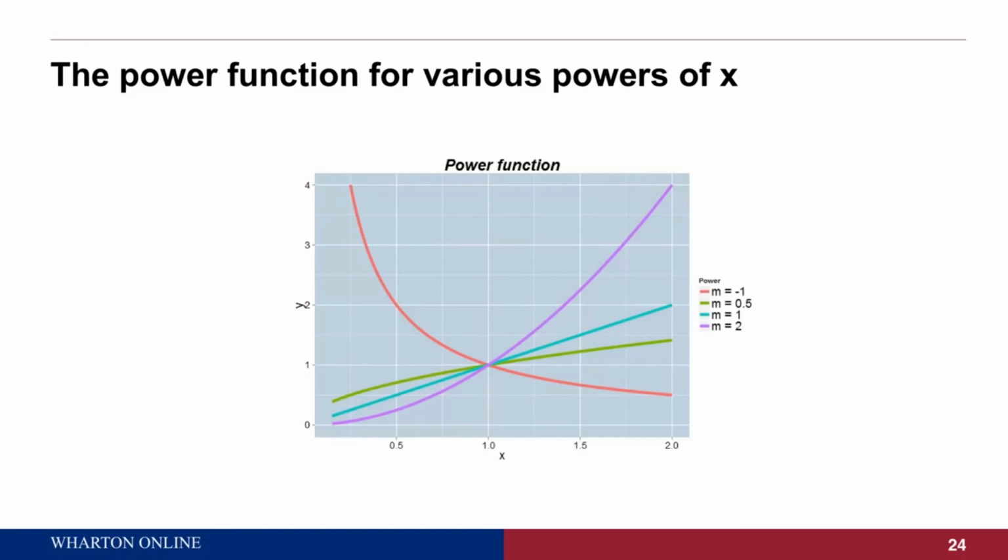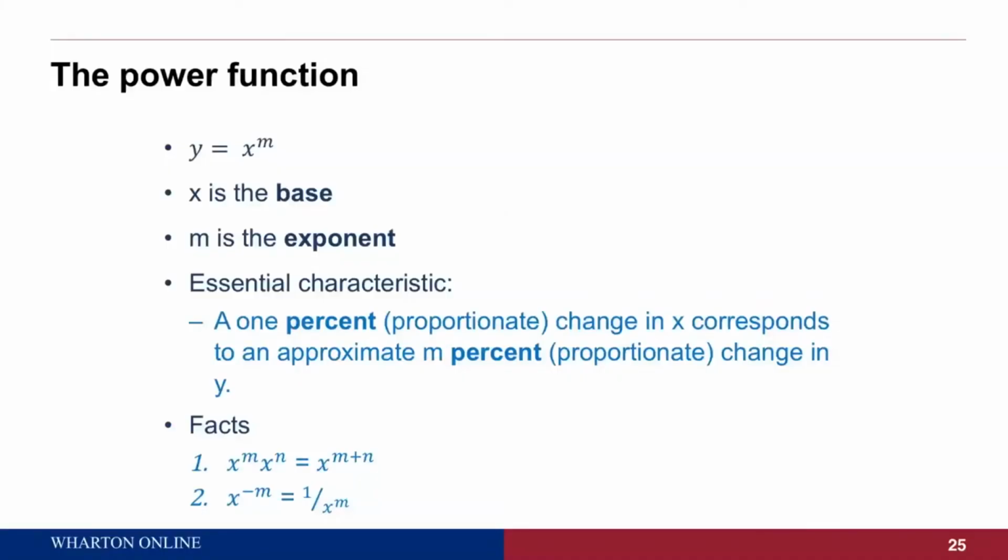So what I'm showing you here on this slide is that, in fact, the power functions are very, very flexible. They can model all sorts of underlying relationships, increasing and decreasing, increasing at an increasing rate. That's the quadratic, increasing at a decreasing rate. That's the square root function. So a flexible family of functions. Language that we use for the power function, we will often term x the base and m the exponent.